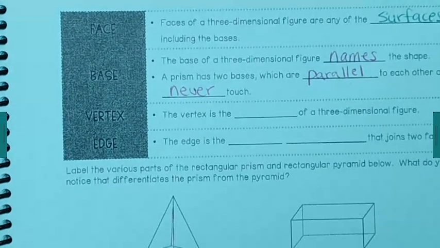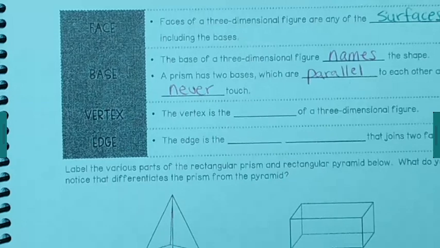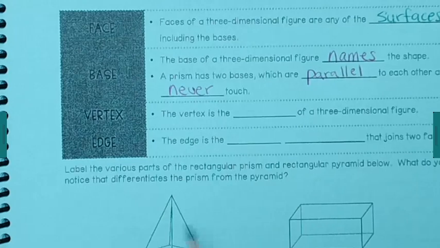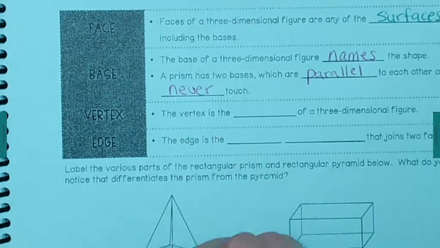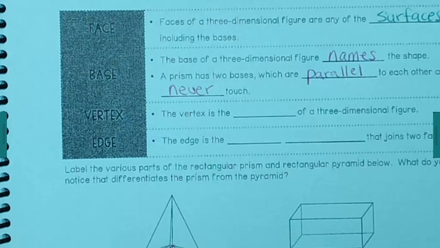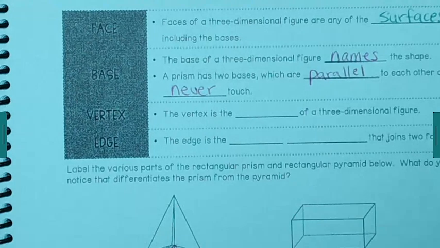So if you look down here at this picture, what do you think the base is? Rectangle. It's this rectangle. So we want to label it with a B. This is my base. So what kind of pyramid is this? Rectangular pyramid.